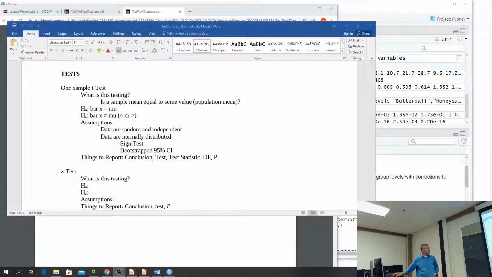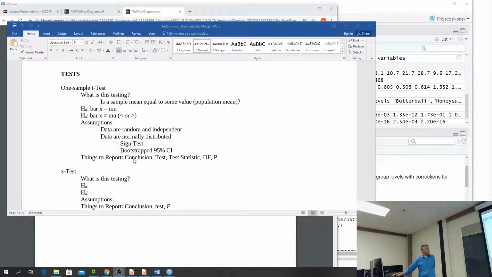So the one sample test, our null hypothesis is that our sample average is equal to some given value or population mean mu. Our alternate is that it's not equal, or it could be greater than or less than some value. The assumptions of this one sample t-test: data are random and independent, and data are normally distributed. If we're not normally distributed, we can run the sign test or do a bootstrap 95% confidence interval.